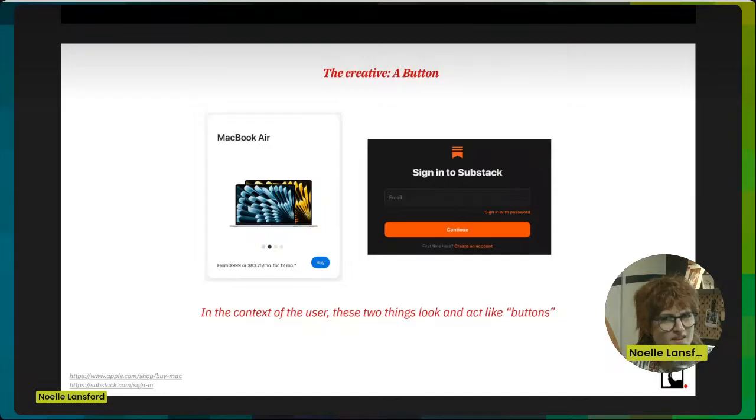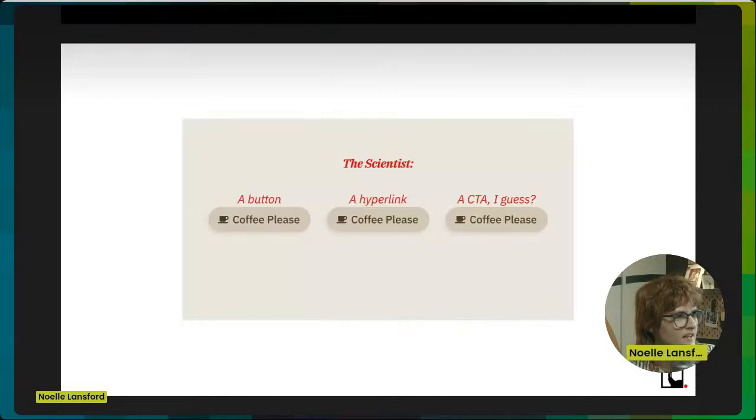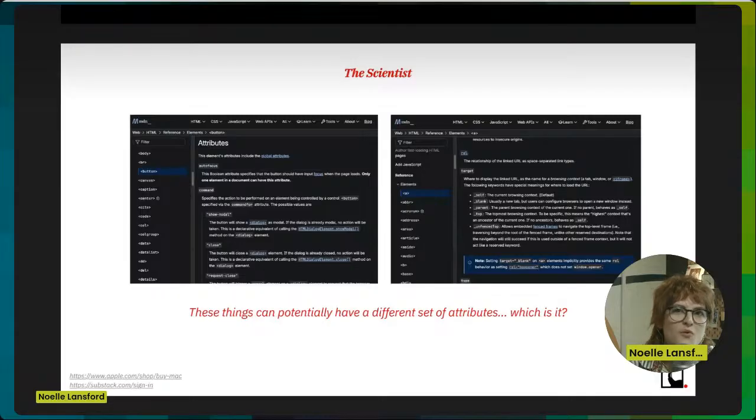Same thing with the engineer, right? Nobody's going to be necessarily wrong. It's just different perspectives. All right, so the scientist might look at these and see 3 different potentials, right? Maybe it's a button, maybe it's a hyperlink. It could be this CTA thing that sometimes we throw in there, I guess. I don't know. And how do we get there? Well, we might pull from known sources. In this case, I've pulled up MDN. And what you're seeing is that there's a different list of attributes for a button tag and an A tag, assuming that you're working on the web.